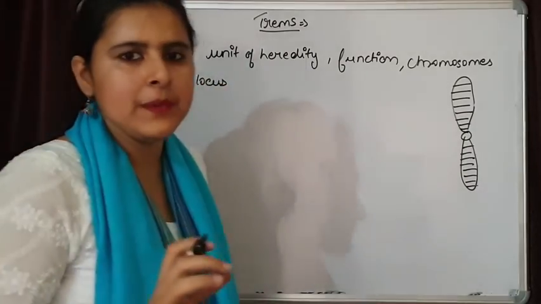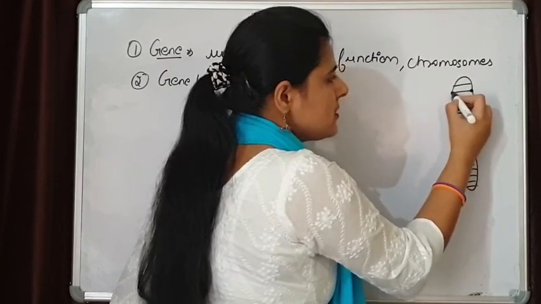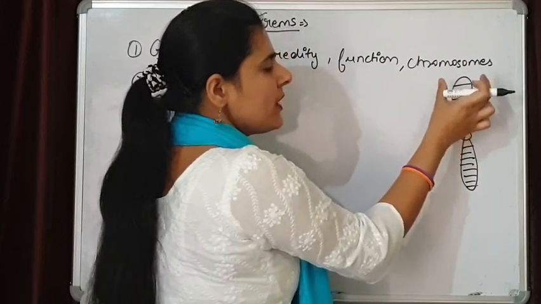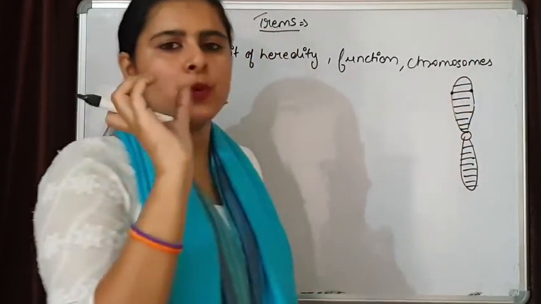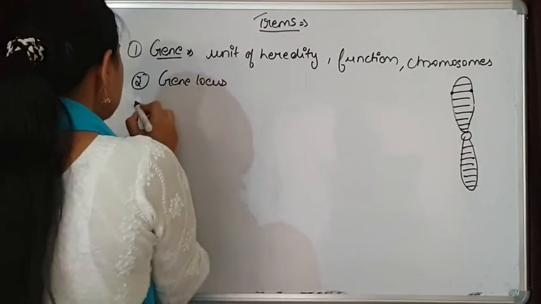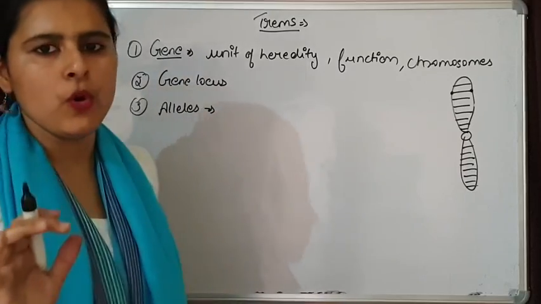Then gene locus. Gene locus simply means the position. Suppose I am locating this gene. This gene is controlling the height of the plant. So the position on the chromosome where this gene is present, that position is known as the gene locus. Fine. Now the third thing is alleles, or you can say allelomorphs.